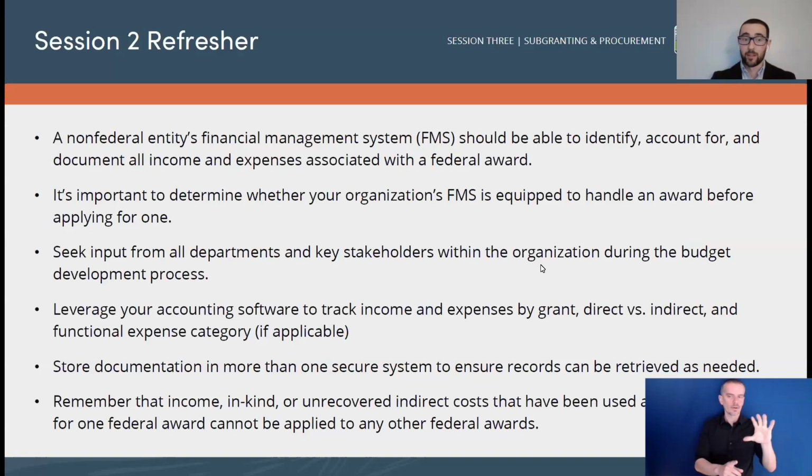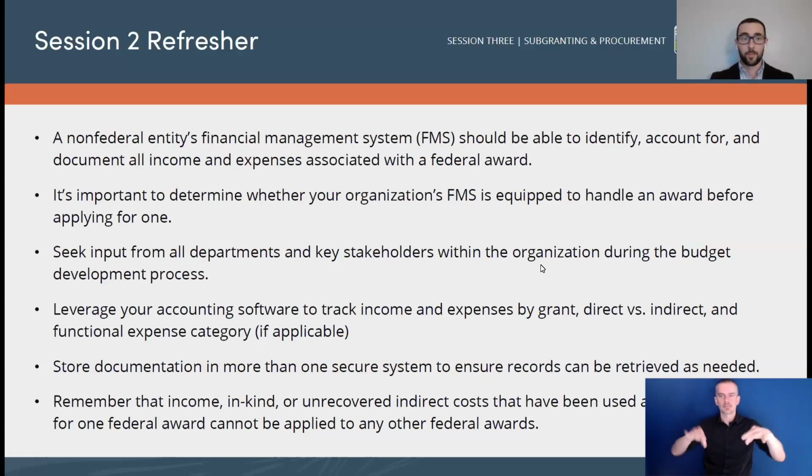We also talked about documentation and using secure systems to ensure that records can be retrieved when needed. If you need to provide documentation for an auditor or for the federal awarding agency, have it in a secure location, and hopefully more than one. It's also worth remembering that income, in-kind contributions of goods or services, or even unrecovered indirect costs that have been used as match funding for one federal award can't be applied to any other federal awards. There's no double dipping allowed.